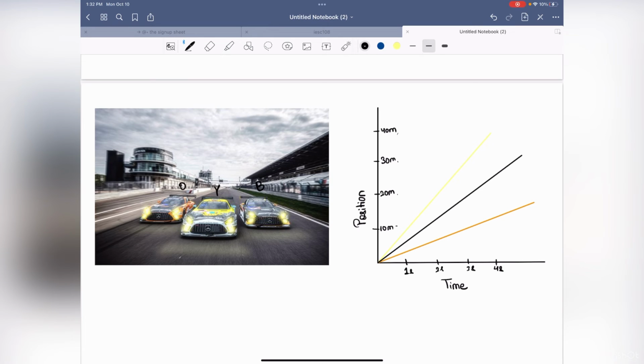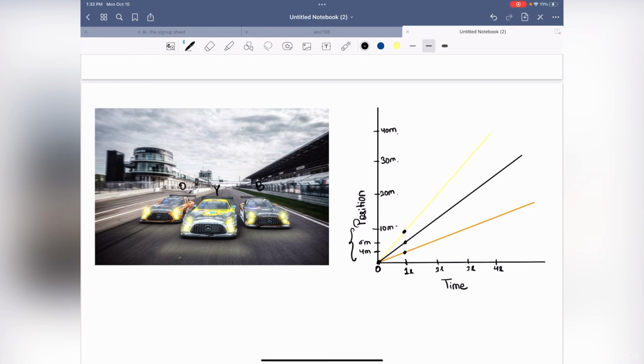So for example, at 1 second, the orange car is over here, at this position, which might be 4 meters. And this was 0 seconds. So at 0 seconds, everybody was at the same starting point. But at 1 second, the orange car has reached 4 meters. But at the same 1 second, the black car has reached maybe 6 meters. But at the same 1 second, this yellow car is almost at 10 meters.